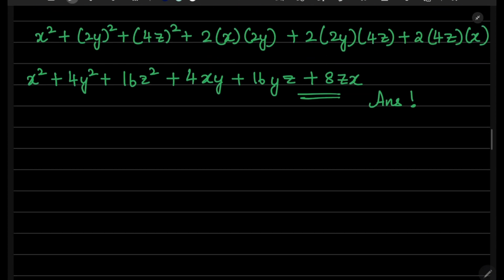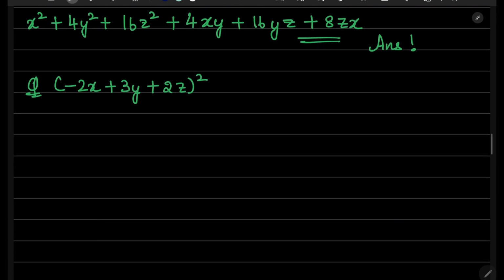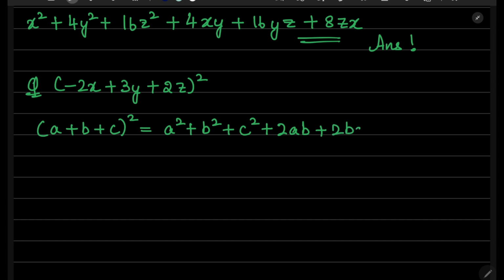The next question is minus 2x plus 3y plus 2z the whole square. So whenever you are asked such identities, you have to compare. Okay, so you have to compare it with (a plus b plus c) the whole square equal to a square plus b square plus c square plus 2ab plus 2bc plus 2ca.